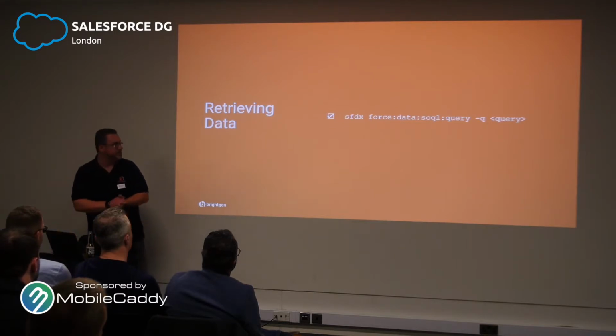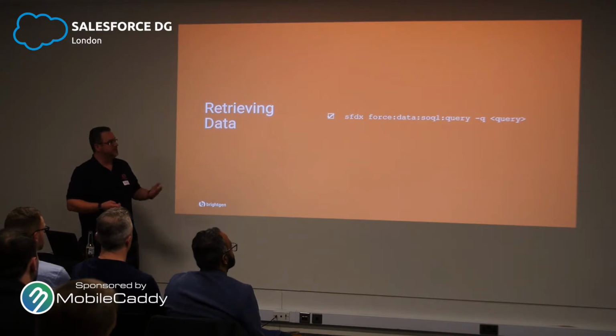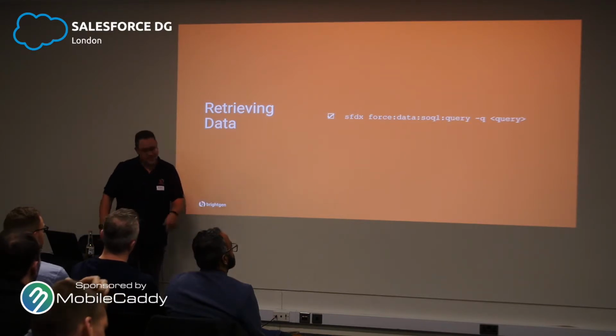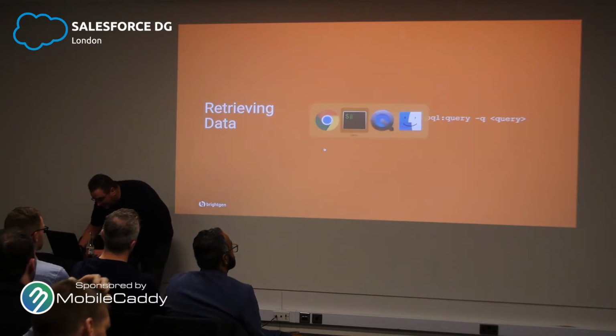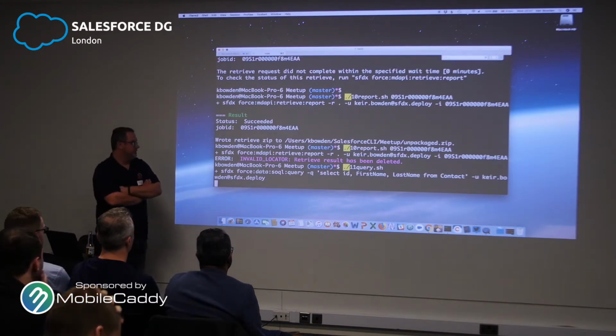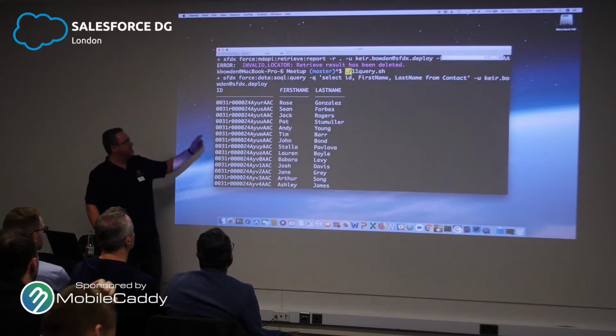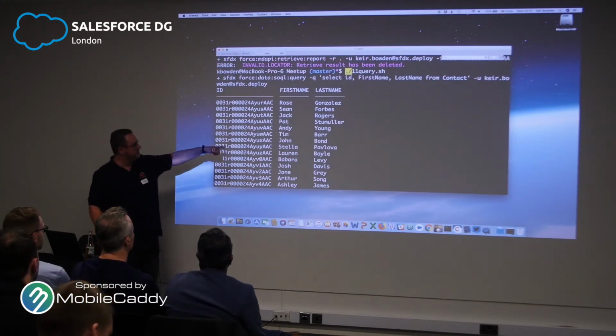The other great thing about this is you're not stuck with just metadata, so you can retrieve data. So effectively you can execute a query and you can pull data down to your local file system. So in this case, in the demo, I'm going to pull down the contact information, if I can remember the script. That's the one. So minus Q, select ID, first name, last name from contact.